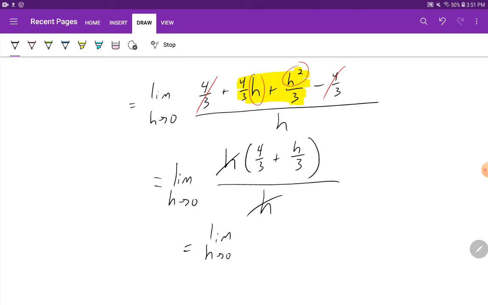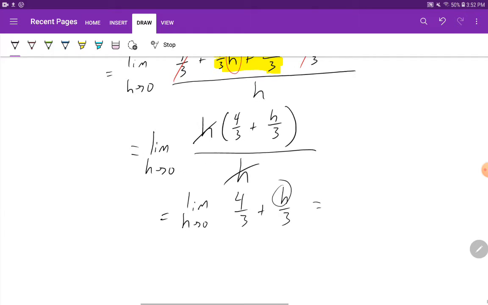So in this case, because the h's cancel out, we're going to be left with the limit as h goes to 0 of 4/3 plus h over 3. And look, now I can take the limit as h goes to 0. I can just substitute 0 in for h, right? That's what we used to do with limits. And watch what happens. I'm left with 4/3 plus 0 over 3, or just 4/3.